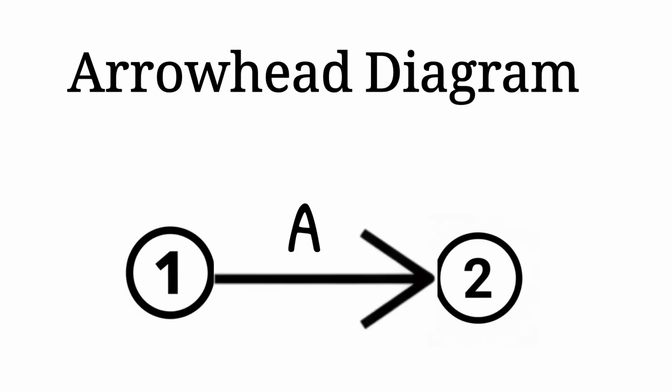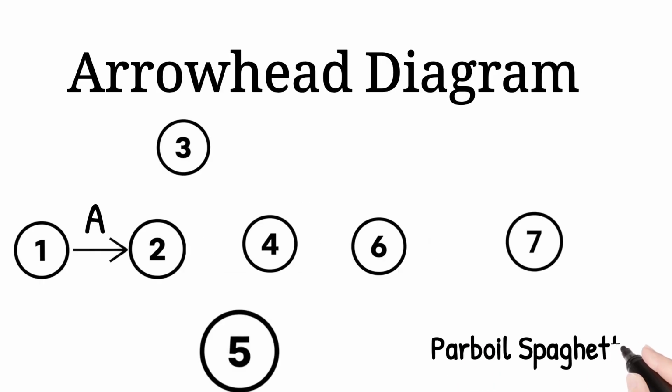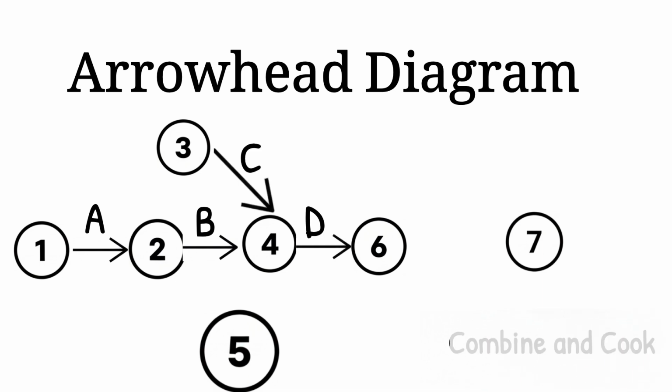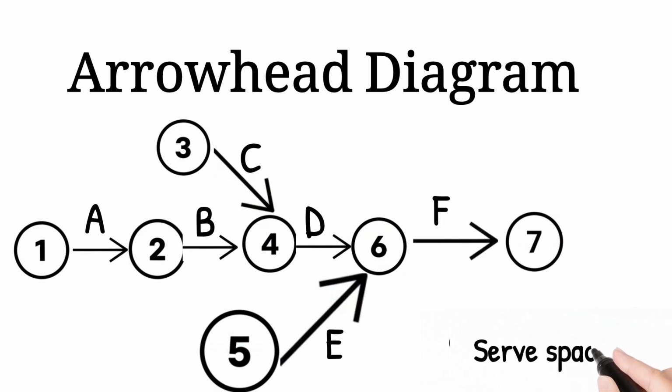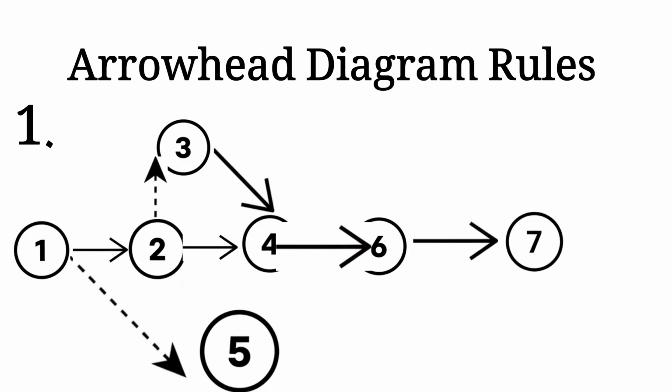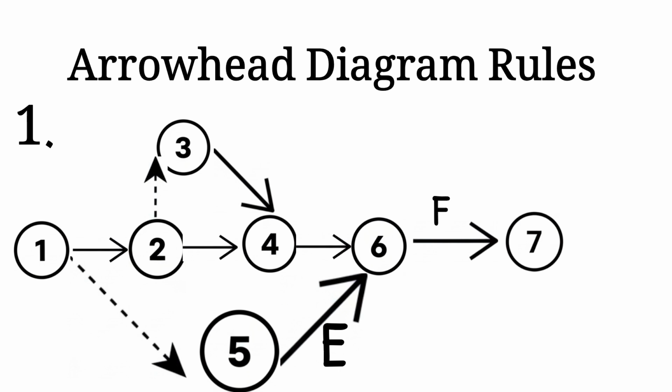One common way to represent a network is an arrowhead diagram. Here, events are circles with numbers and activities are arrows with letters. Using our spaghetti example, we can represent it like this. There are strict rules to follow while using the arrowhead diagram. 1. If two activities end at the same event, both must be finished before moving on. You can't do F unless E and A, B, C, D are done.